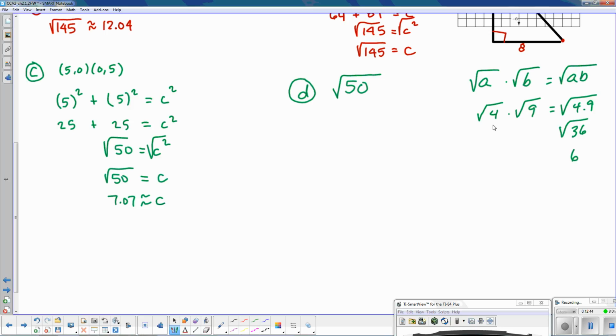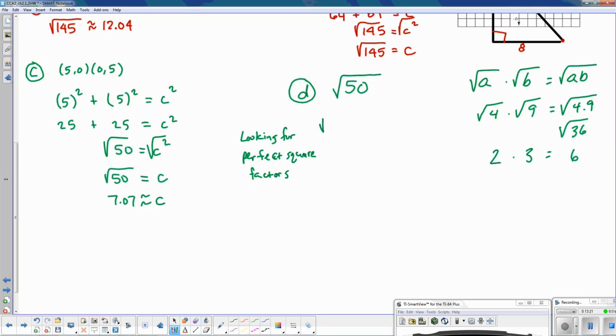Let's see here now. The square root of 4 is 2. The square root of 9 is 3. 2 times 3 is 6, so we know that this rule, this property, holds true. So we're going to be looking for perfect square factors. Sorry about the handwriting, it gets tough on here sometimes.